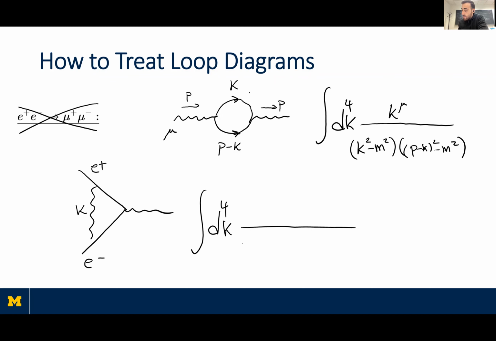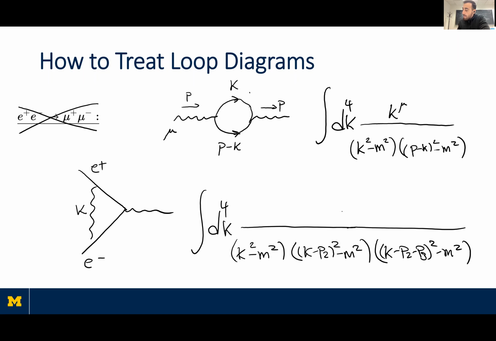And then you have to count the propagators. You have to put the right form. So you have k squared minus m squared. And then you have something like (k minus p2) squared minus m squared. And then you have 3 of these in the denominator because you have 3 particles in the middle. So you have (k minus p2 minus p3) all squared minus m squared. And then there's some complicated numerator. So good luck trying to do this integral every time it comes up. Every time I give you a process, it's very time consuming, very cumbersome to compute these integrals.